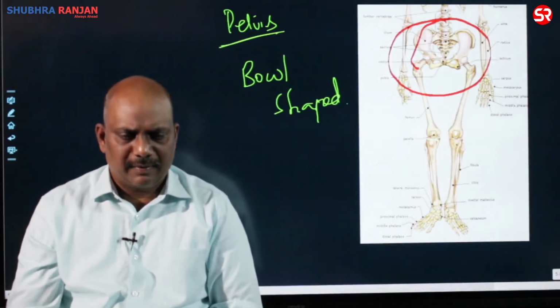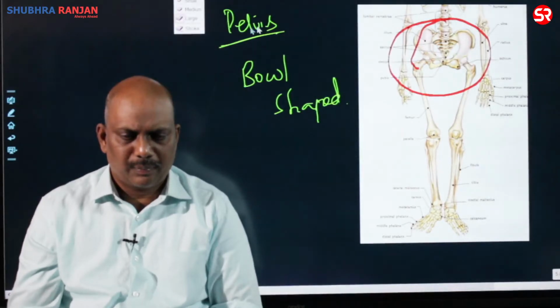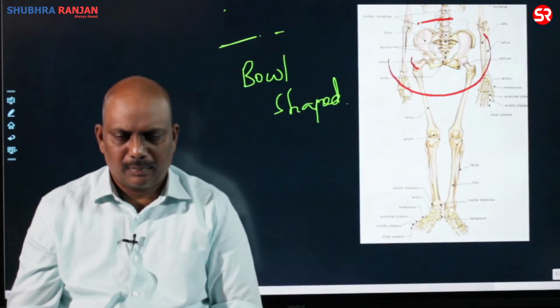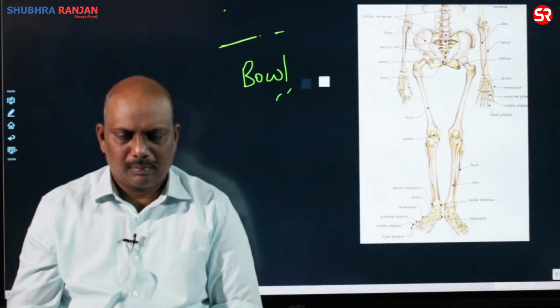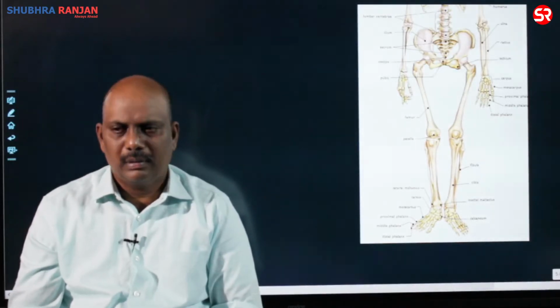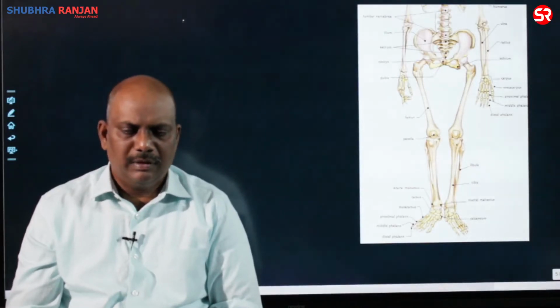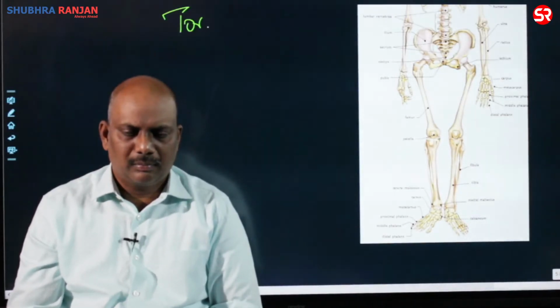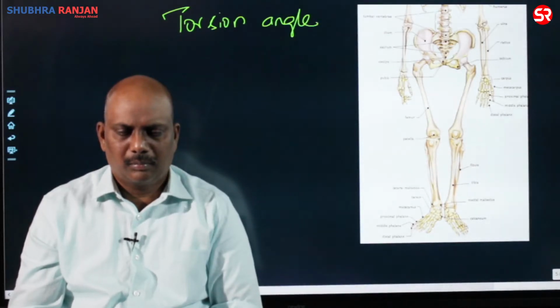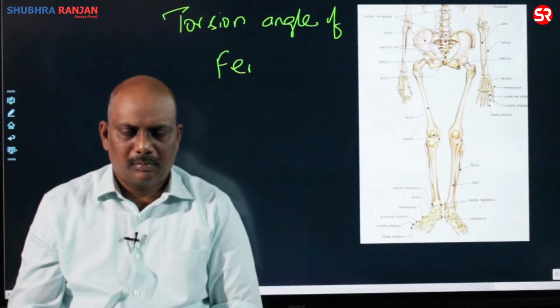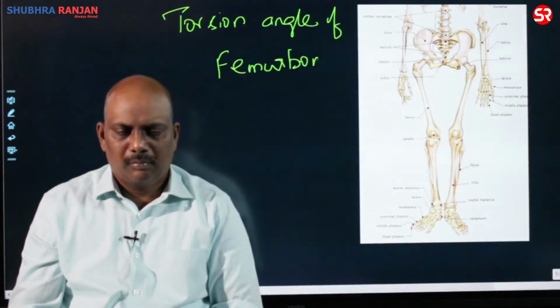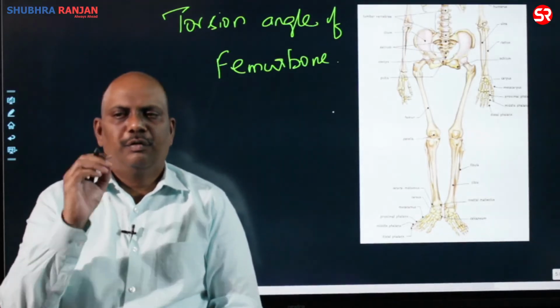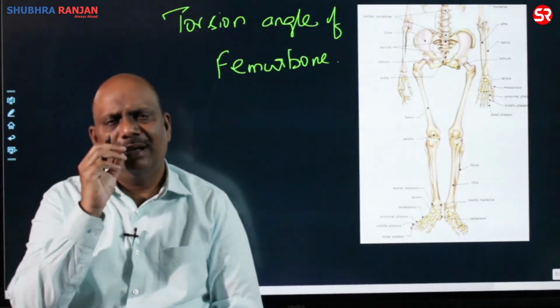The next aspect is the torsion angle of the femur bone. See, the femur bone is the largest bone of our body.